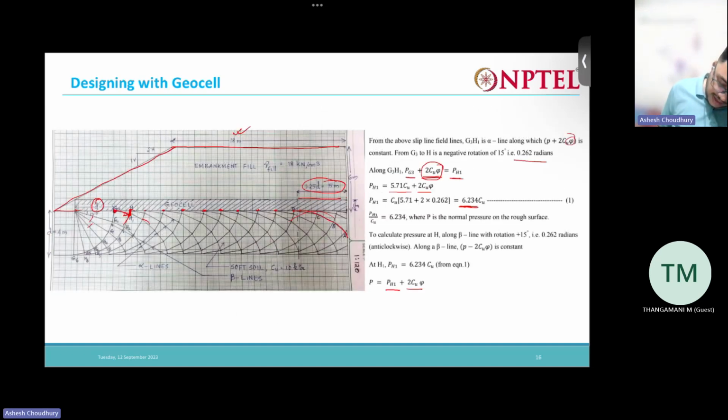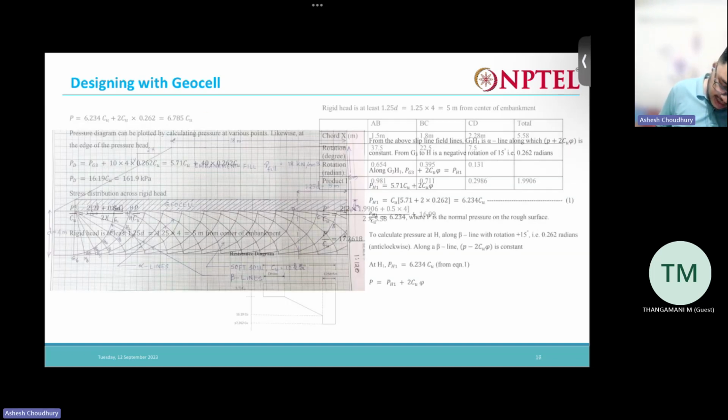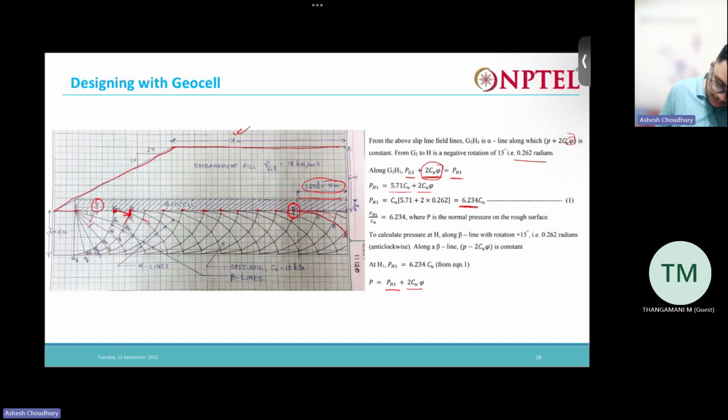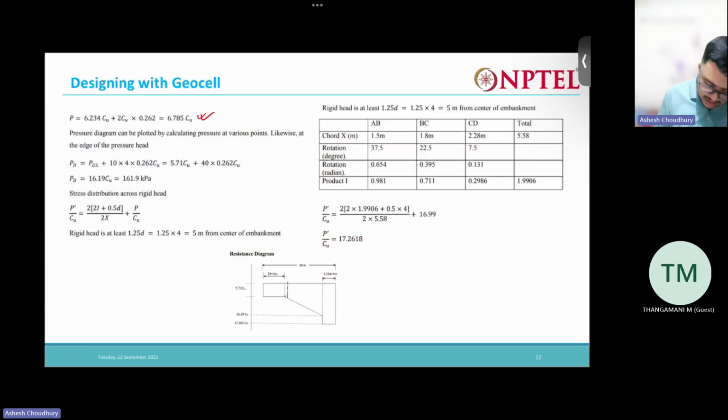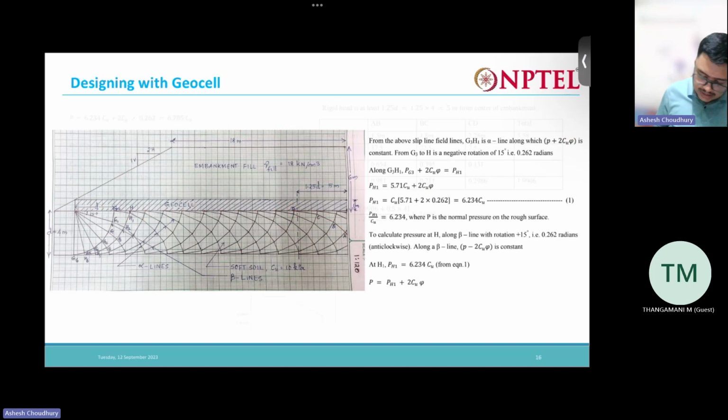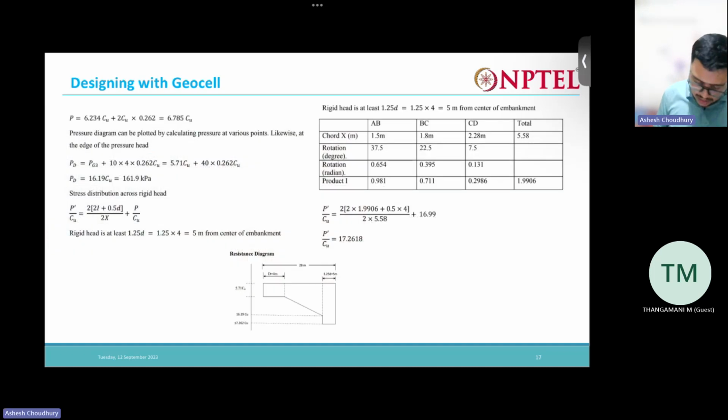Now, finally, after finding all this, we reach this D point. So here they have determined the stress at this D point. You find the stress at this D point. Here I do not understand actually what they did.